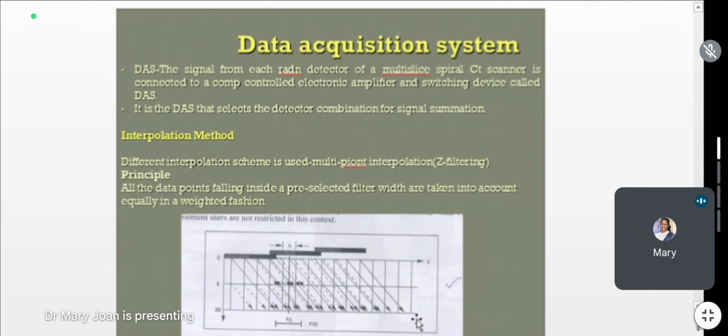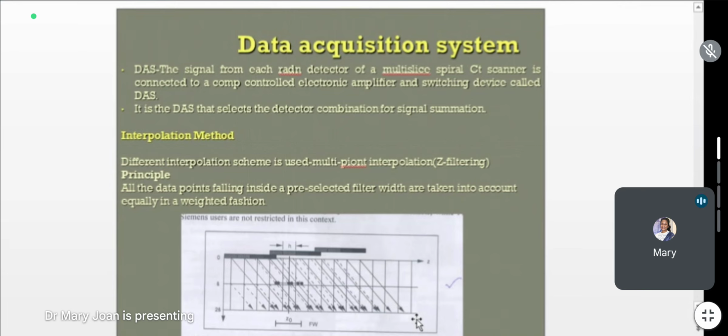Data acquisition system: we have seen that we have multiple options of data acquisition systems. So the signal from each radiation detector of a multi-slice spiral CT scanner is connected to a computer controlled electronic amplifier and switching device, more commonly called the DAS. It is the DAS that selects the detector combination for signal summation.